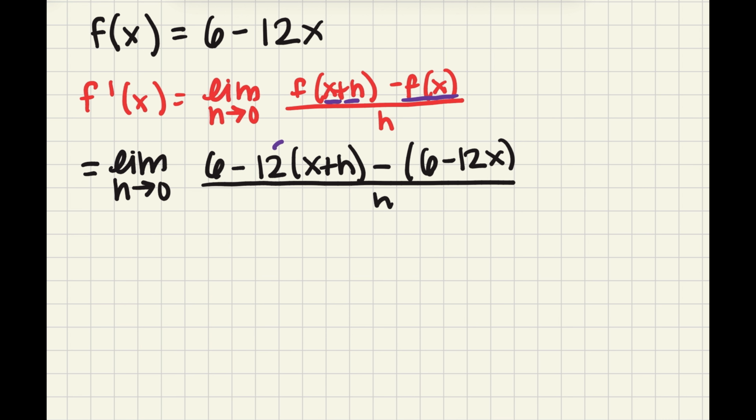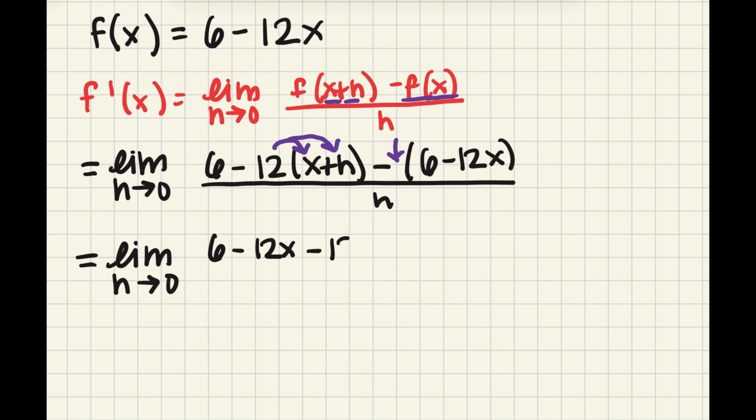So right here, we're going to have to distribute that 12 to the x and to the h. And right here, don't forget to add this negative. This is something that trips a lot of people up, but don't forget to distribute that negative. That'll always mess you up. So this will give us the limit as h approaches 0, 6 minus 12x minus 12h minus 6 plus 12x over h.